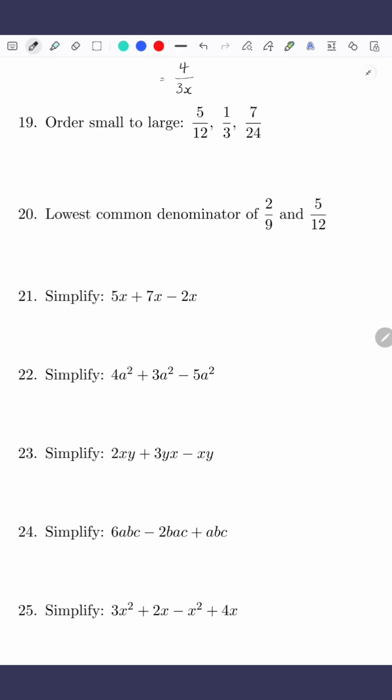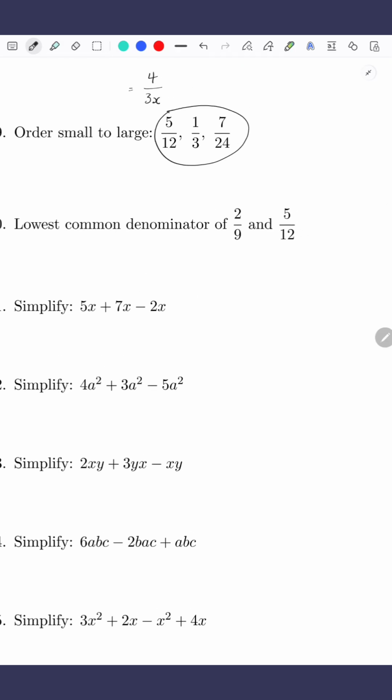Okay, order small to large. In order to compare apples with apples, all of these fractions need to have the same denominator, just like when we're adding or taking away. So our first job is to convert, but we need to think of a common multiple, so like a global common multiple, or maybe just the lowest common multiple of, say, 12, 3, and 24. Okay, and you've probably seen that it's 24, because in the 12, 3, and 24 times table, 24 is in them. We have the LCM of these as 24.